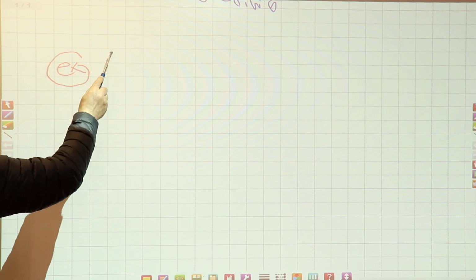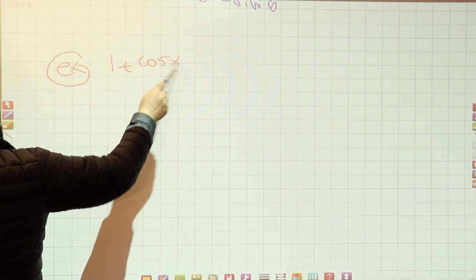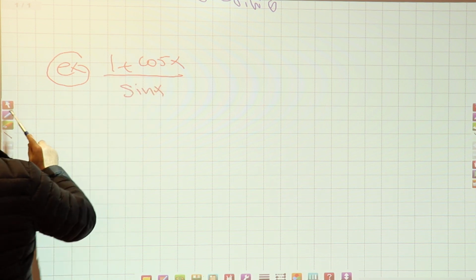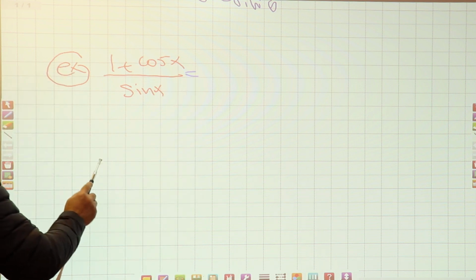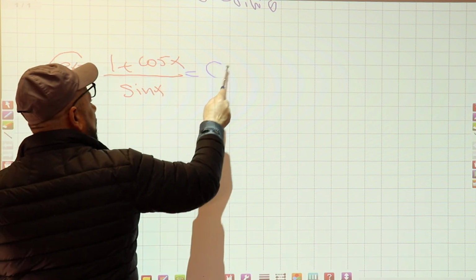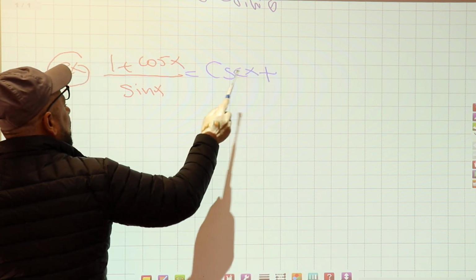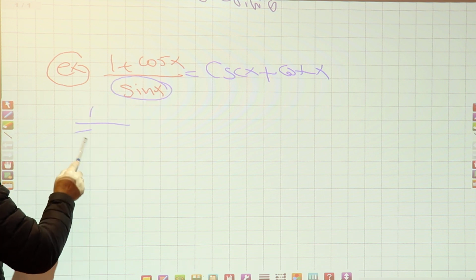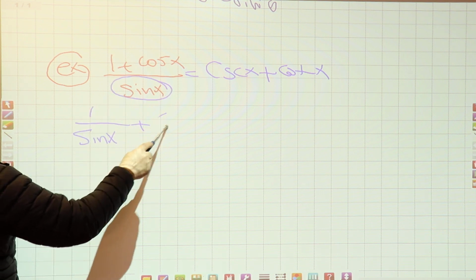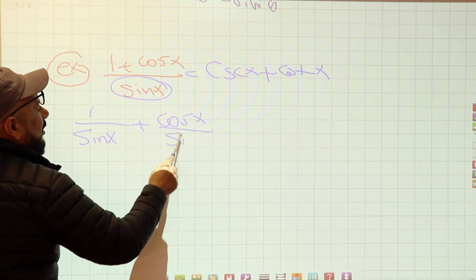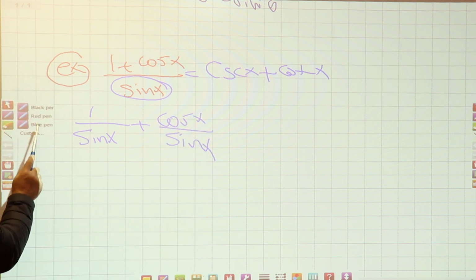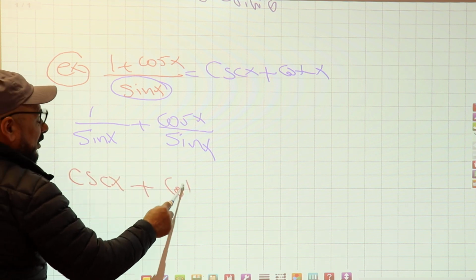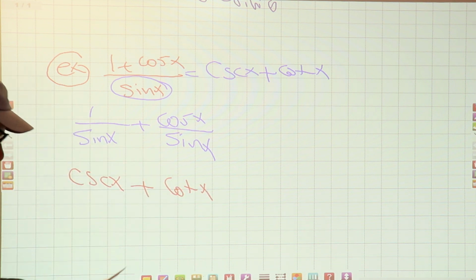Example: 1 plus cosine x over sine x. Look here, we have a single term in the denominator, and he wants me to prove or verify that it equals cosecant x plus cotan x. Look how easy. I have a single denominator: 1 over sine x plus cosine x over sine x. Everyone together. What is 1 over sine? Cosecant. What is cosine over sine? Cotangent x. Good job.